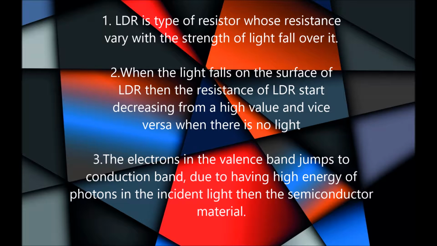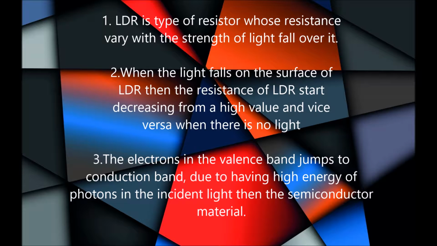This is an LDR. An LDR is a type of resistor whose resistance varies with the strength of light falling on it. When light falls on the surface of the LDR, its resistance starts decreasing from a high value, and vice versa when there is no light.